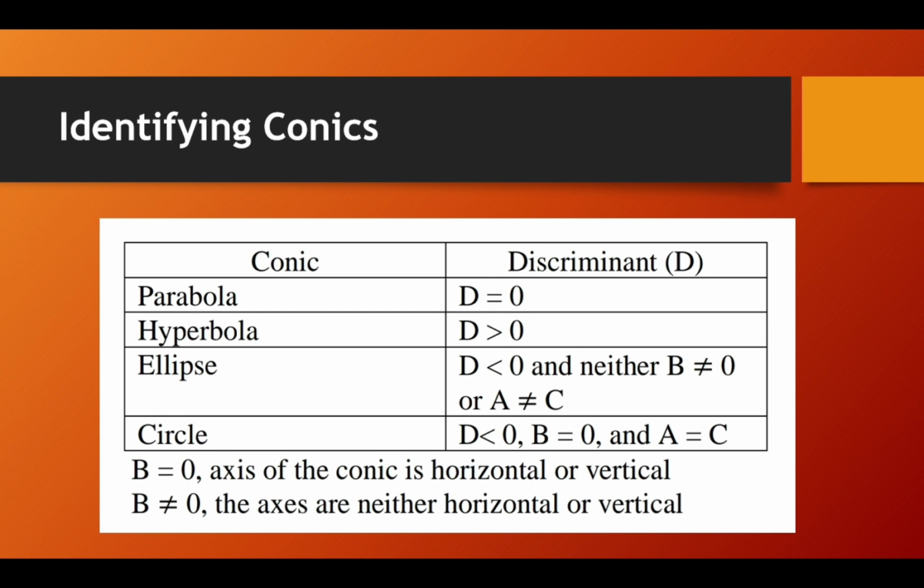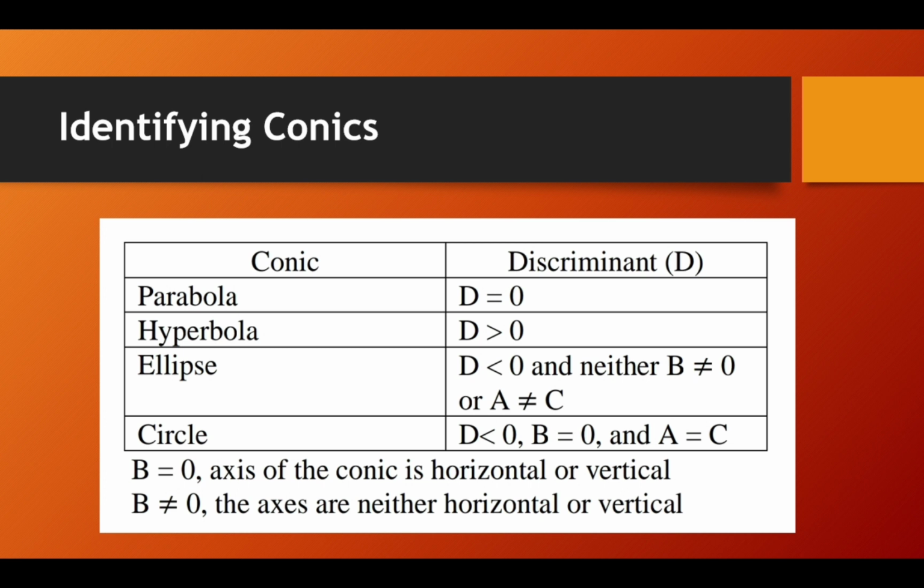If the discriminant is less than 0 and either b is not equal to 0 or a is not equal to c, then it is an ellipse. And if the discriminant is less than 0, b is equal to 0, and a is equal to c, then it is a circle. If b is equal to 0, the axis of the conic is horizontal or vertical. If b is not equal to 0, the axes are neither horizontal nor vertical.